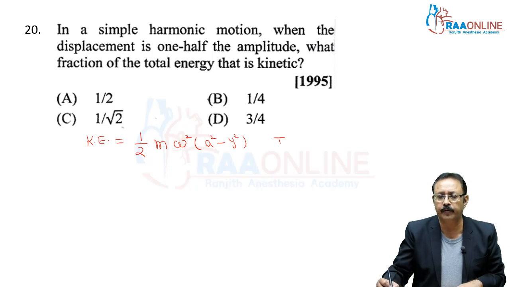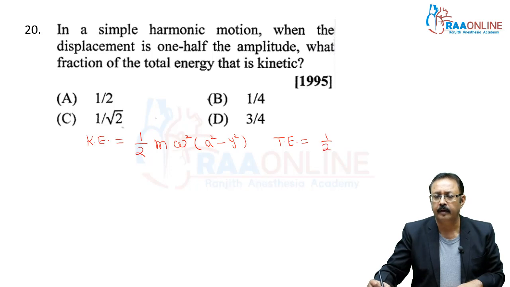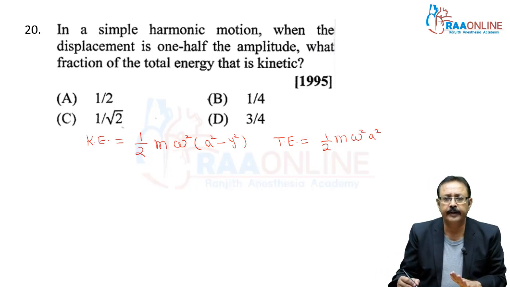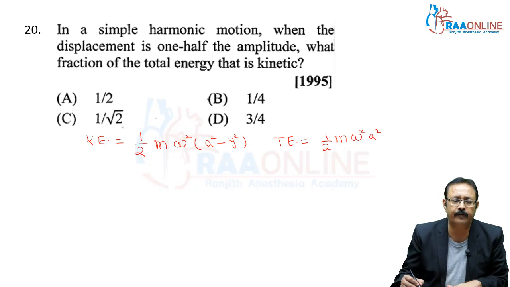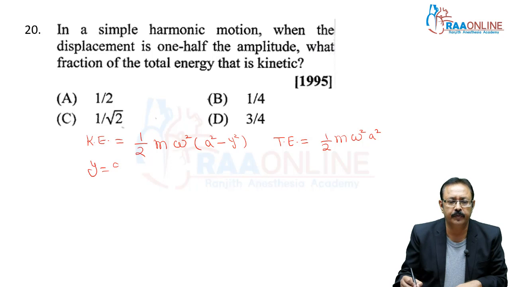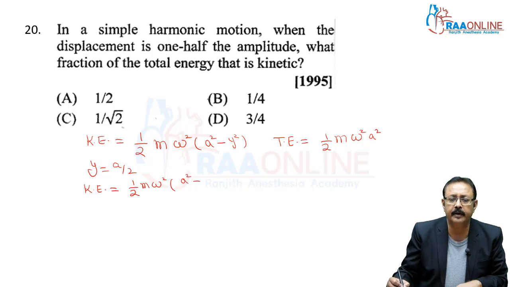What is the formula of total energy? Half m omega square a square. We are talking about a displacement 1/2 of the amplitude. When y was a by 2, what was the kinetic energy? Kinetic energy was half m omega square a square minus y square, means a square by 4.